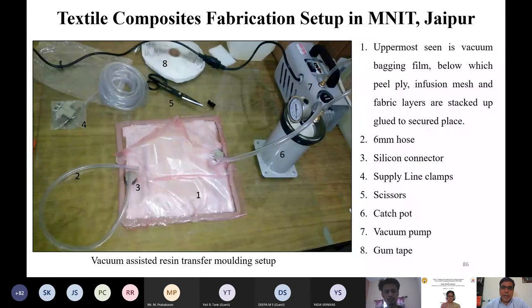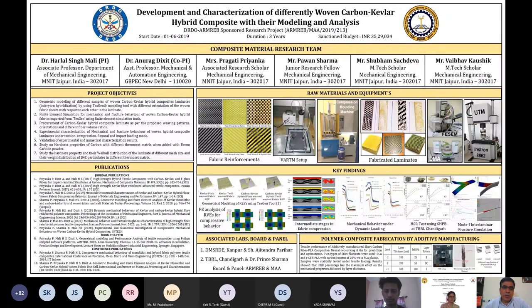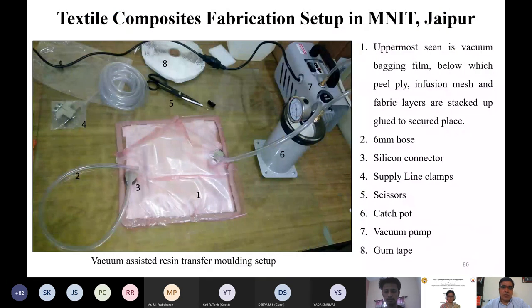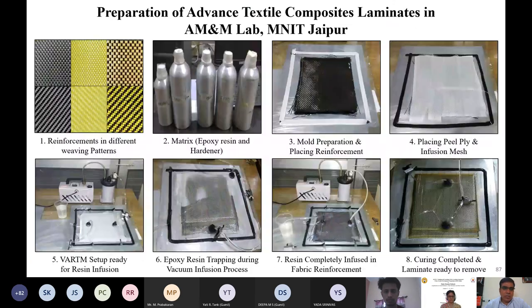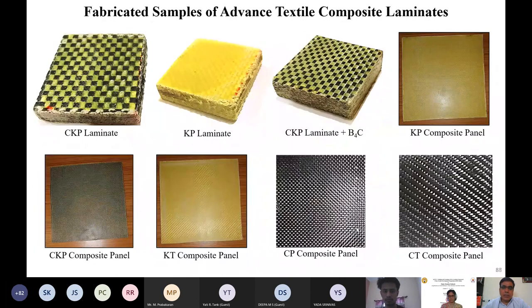As far as experimental facilities are concerned, out of this particular project, one of the participants asked about the fabrication facility. So these are the various ways by which you can make your laminate. This is the VARTM setup with which the laminates are made. These are the laminates made for various reinforcements: carbon, Kevlar, hybrid, non-hybrid, and the matrix which is in the epoxy form. Then these are all various samples which have been fabricated.